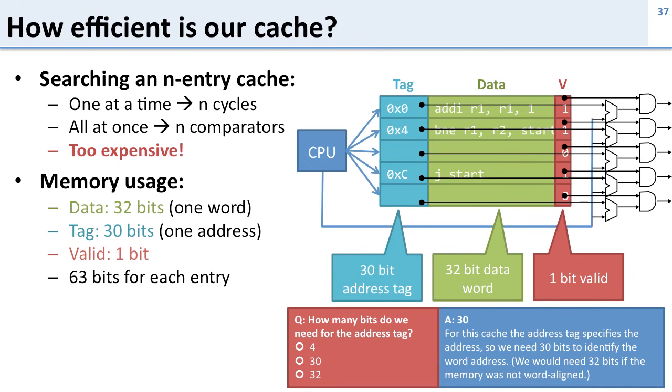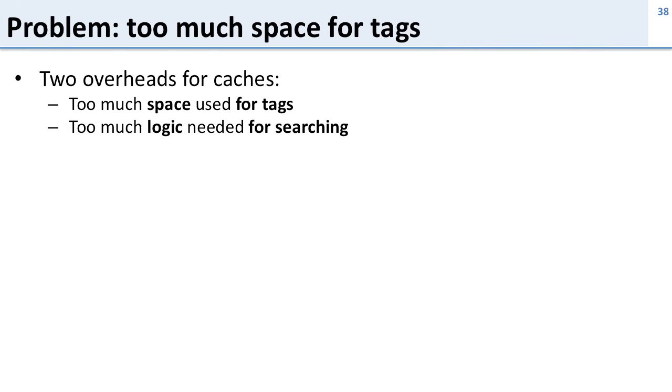So we've got 32 bits for the data, 30 bits for the tag, and 1 bit for the valid, so 63 bits for each entry in our cache, but only 32 of those bits are storing data. So half of our cache is actually storing useful data, and this is also too inefficient. Let's see if we can fix that. The problem we had was too much space for tags. We identified another problem, which is too much logic. We'll deal with that one later. So now let's fix the space issue.